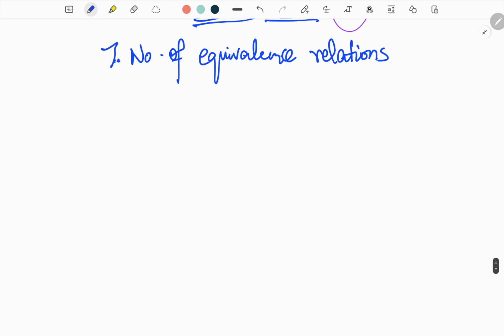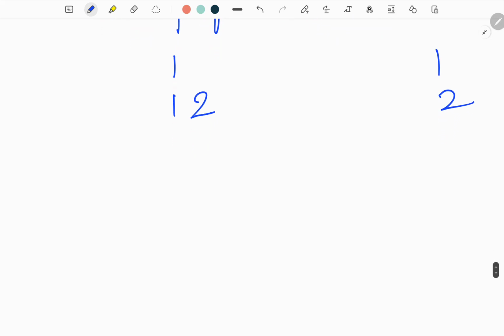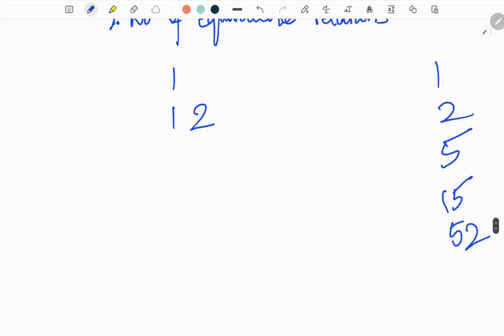So if there is 1 element, then you can have 1 equivalence relation. If there are 2 elements, you can have 2 equivalence relations. If there are 3 elements, you can have 5 equivalence relations. If there are 4 elements, you can have 15 equivalence relations. If there are 5 elements, you can have 52 equivalence relations. So how did I get all this?